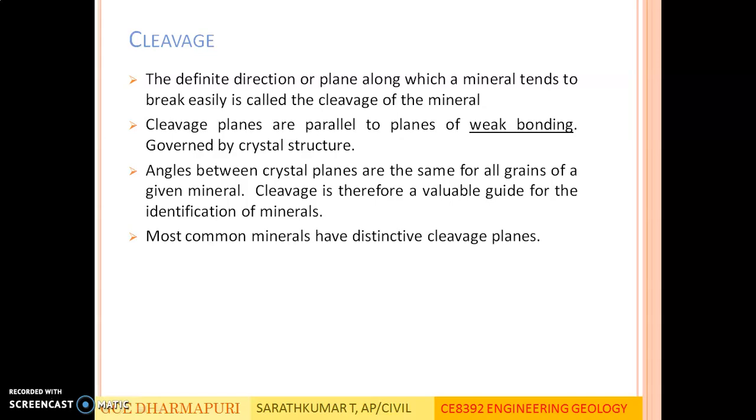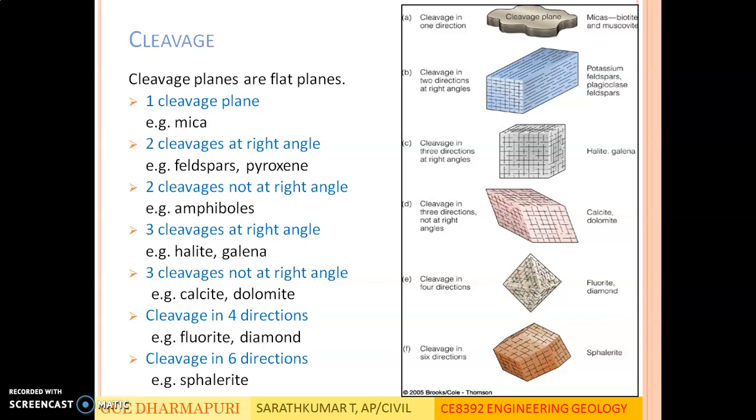Cleavage is therefore a valuable guide for the identification of minerals. Most common minerals have distinctive cleavage planes. So cleavage is the one distinctive property you can use in the identification of minerals. So these are the various cleavage types. The first one is one cleavage plane. Here the mineral breaks as thin sheets. An example is mica. The second is two cleavages at right angles. Examples are feldspar and pyroxenes. The next type is two cleavages not at right angles. Example, amphiboles.